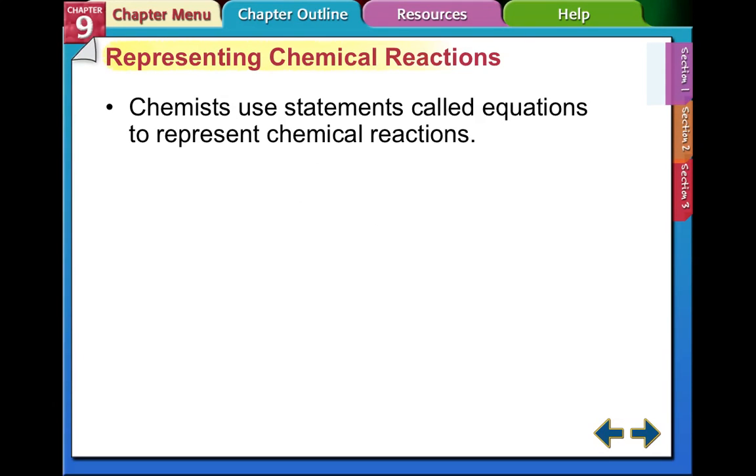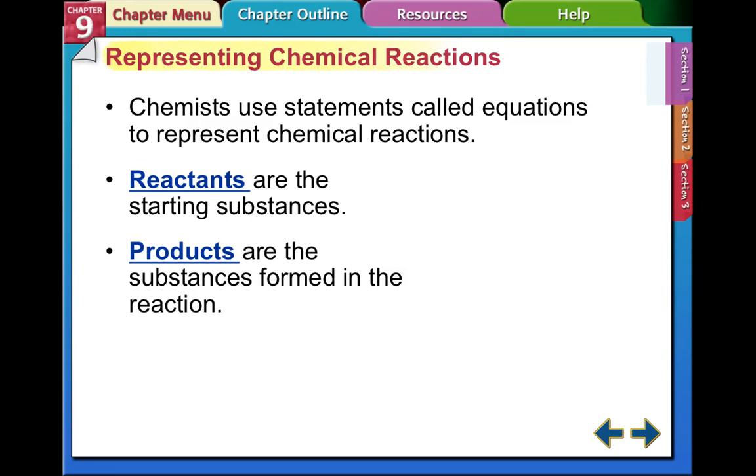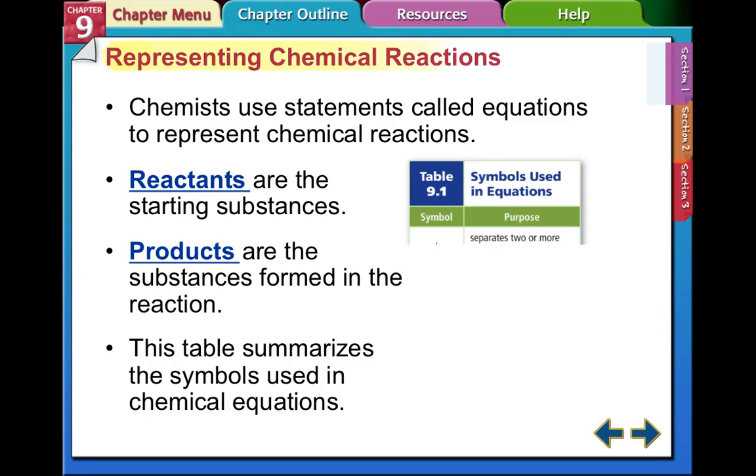Okay, so how do we represent chemical reactions? Chemists use statements called equations to represent chemical reactions. Everything on the left-hand side of the arrow or the equal sign are called reactants. That's what you start with. Everything that is made or produced is on the right-hand side of the equal sign or the arrow, and that is called a product. So the reactants on the left, the products on the right.